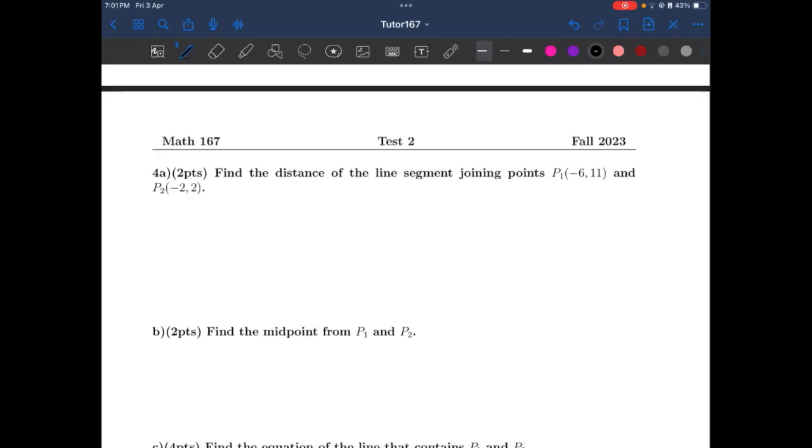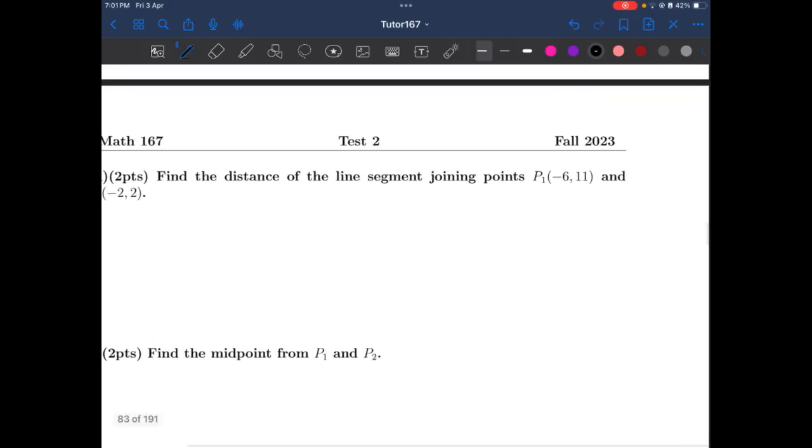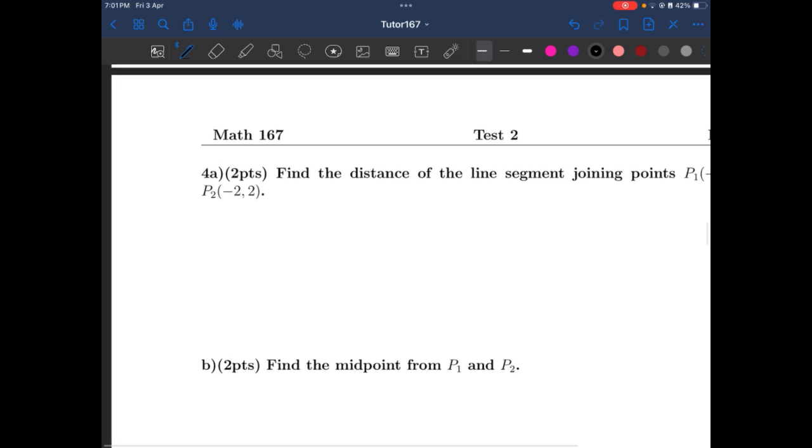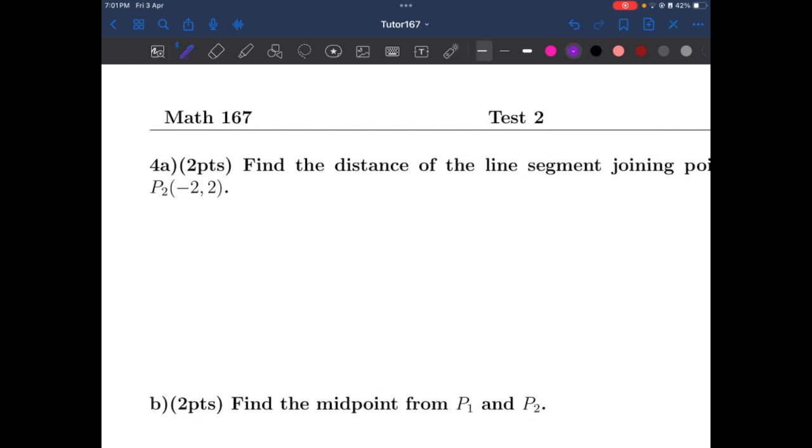Okay, so find the distance of the line segment joining P1 and P2. So remember our distance formula: d equals the square root of (x2 minus x1) squared plus (y2 minus y1) squared. And we can just substitute our values in.